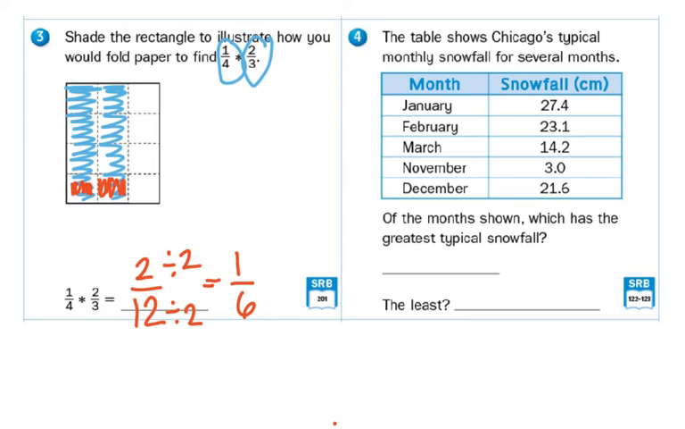Number 4, the table shows Chicago's typical monthly snowfall for several months. So you can see January, February, March, November, and December. Of the months shown, which has the greatest typical snowfall? So looking at these decimals, which one would be the greatest? 27.4 is the greatest, so January would have the most snowfall. Which one is the least? November.